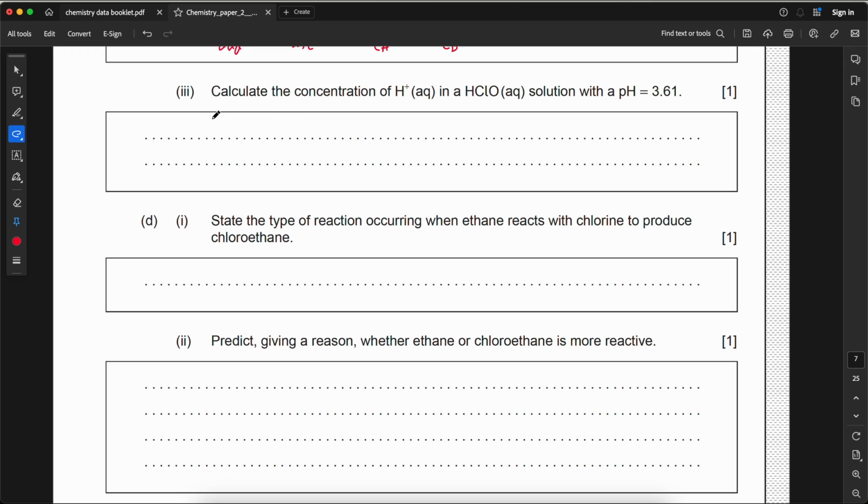Calculate the concentration of H+ aqueous in HClO solution with a pH of 3.61. So H+ is 10 to the power negative pH, which is 10 to the power negative 3.61, which is 0.00025, or 2.5 times 10 to the power negative 4 mole per decimeter cube.